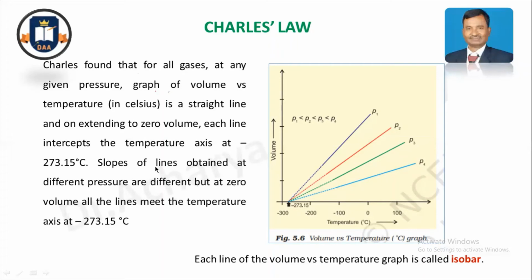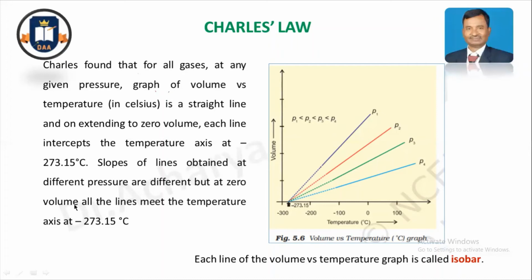We can tell the slope of lines from this graph obtained at different pressures are different, but at zero volume, when this point, if you count, then the volume is zero, because volume is here only, 0 volume. Here you see that this is 0, this means the 0 on the Y-axis, which is the volume.